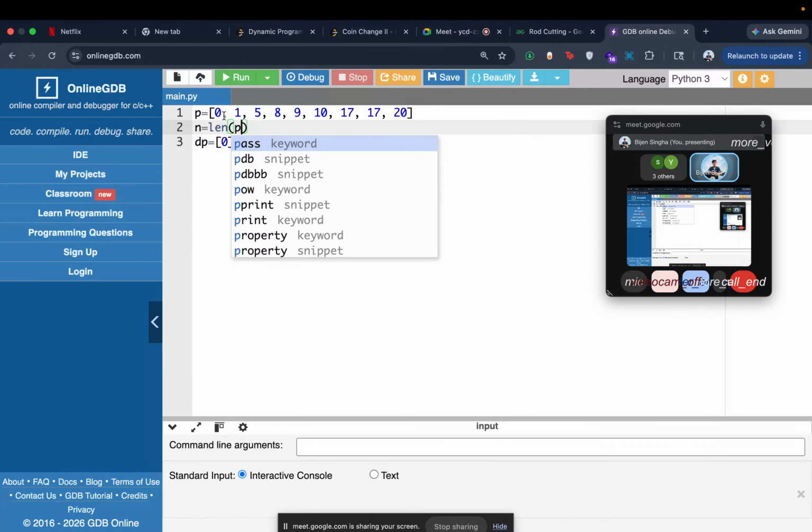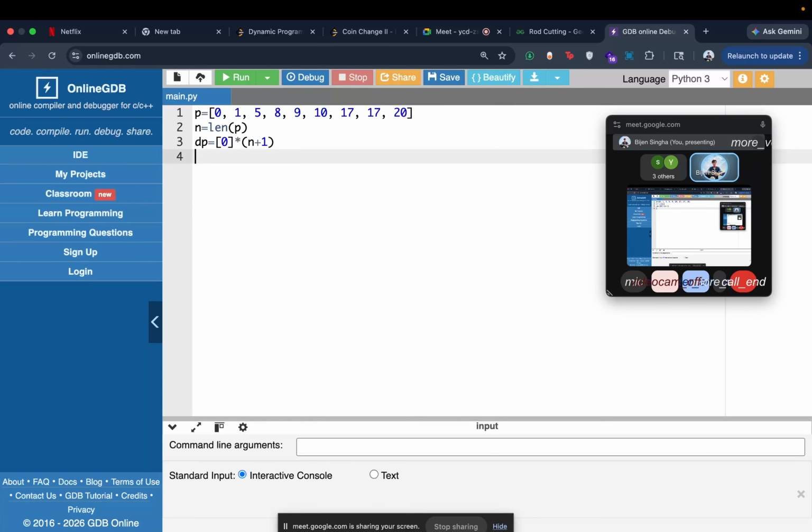Okay, 8. So what I'll do, 8 plus 1. Why 8 plus 1? Because 0 to 8. Understanding this? Sir, isn't the length of P 9? Length of P is 9. 0, 1, 2, 3, 4, 5, 6, 7, 8, 9. Okay, yeah, it is 9.